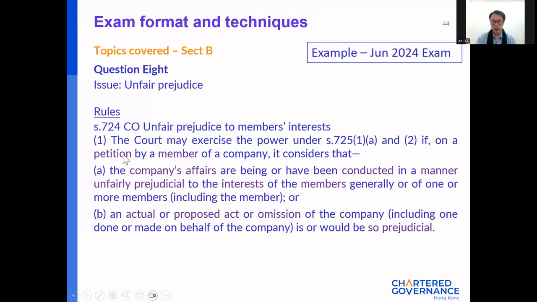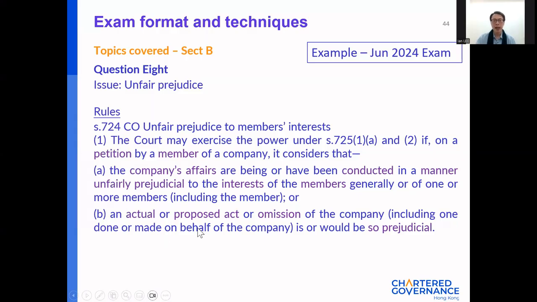Okay, who can submit such a petition? These are the people who have standing. So for 724(1), it is a member of a company. So the court will exercise the power if it considers that the company's affairs are being or have been conducted in a manner unfairly prejudicial to the interests of the members generally or of one or more members. So the first one is the way they run their business has been unfairly prejudicial to the interests of one or more members. That's part A.